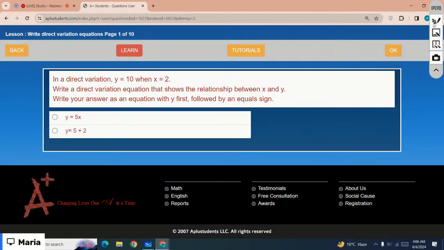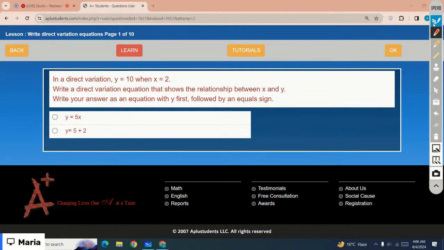Let's just start with the test questions. In a direct variation, y equals 10 when x equals 2. Write a direct variation equation that shows the relationship between x and y. Write your answer as an equation with y first followed by an equal sign. That means you need to write the equation that looks like this, y equals kx. You are given y equals 10, so here you have 10. You are given x equals 2, so 10 equals k times 2. You need to find the value of k.